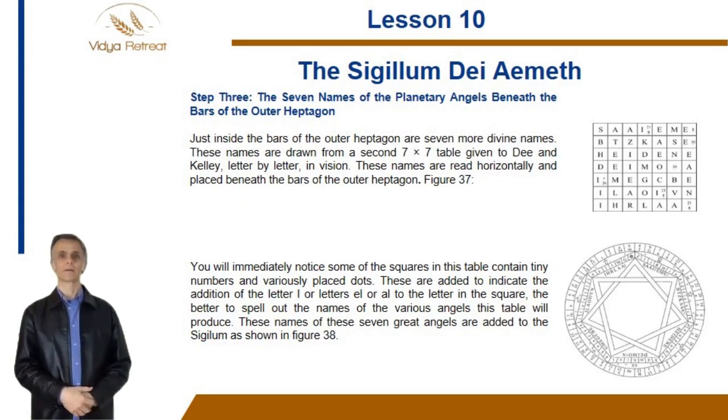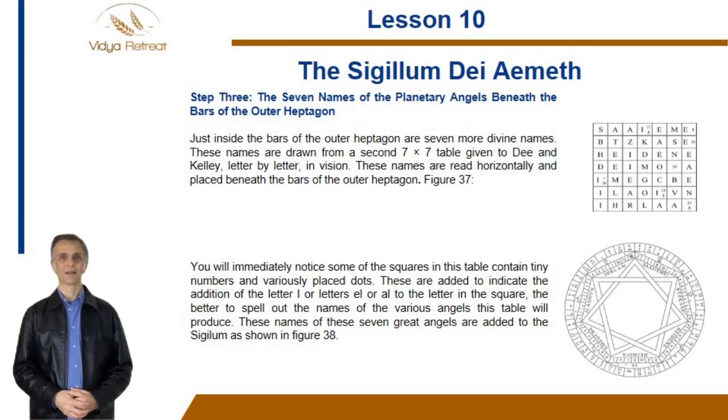Step 3. The 7 names of the planetary angels beneath the bars of the outer heptagon. Just inside the bars of the outer heptagon are 7 more divine names. These names are drawn from a second 7x7 table given to Dee and Kelley, letter by letter, in vision. These names are read horizontally and placed beneath the bars of the outer heptagon. Figure 37.